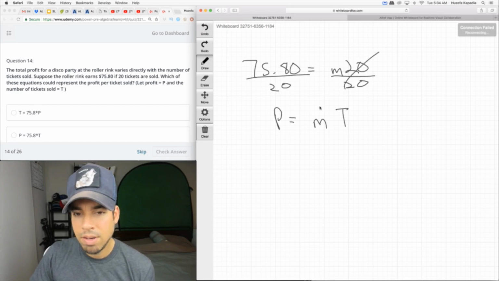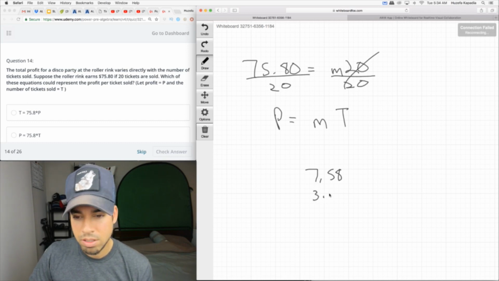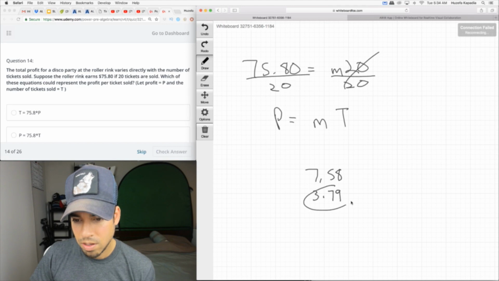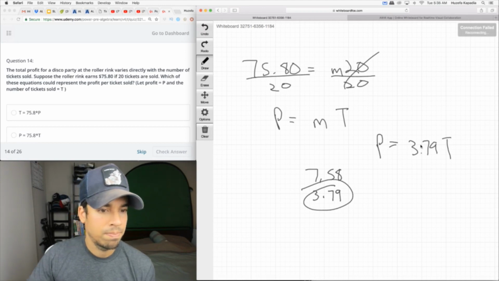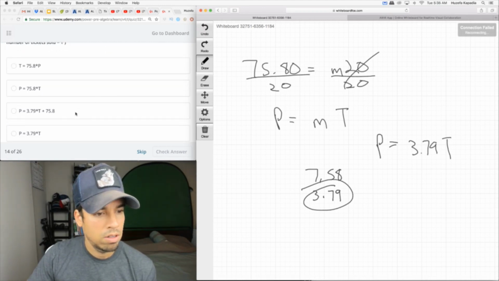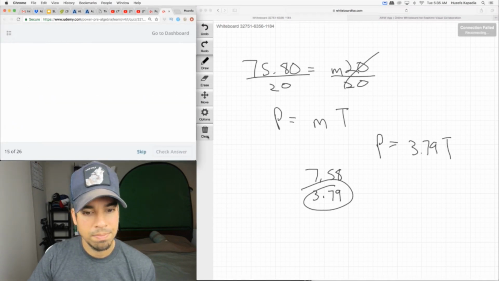So $75.80 divided by 20 is 7.58, and then half of that, I'm just trying to do this mentally, you can use a calculator for this type of problem, 3.79. So $3.79. So the equation should be P equals 3.79 times t. Here we go. No y-intercept, and that's it.